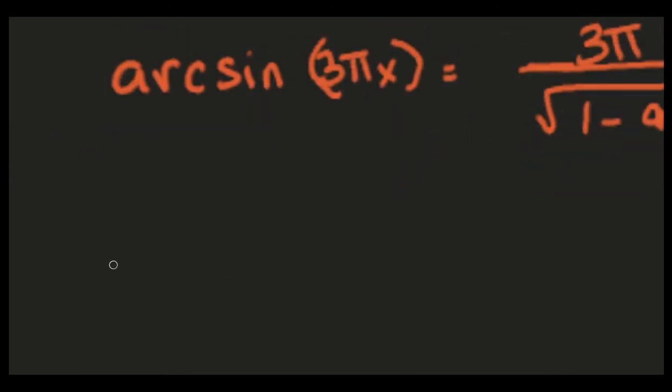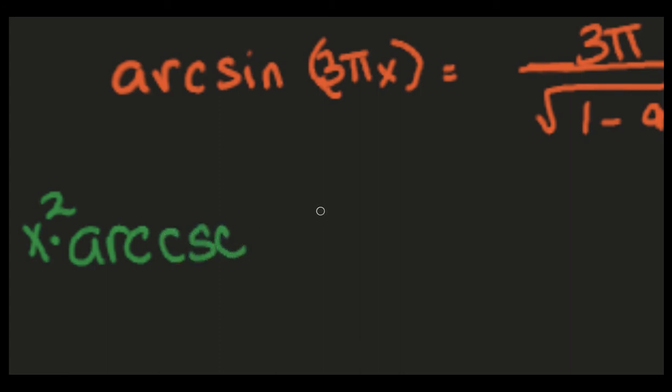Okay. Let's do one more. Well, we're going to make it a little bit more interesting. I'll do it in a different color so that we can differentiate it from the last one. So I had x squared here, didn't I? I almost forgot about the x squared. And let's do arc cosecant of 3x.